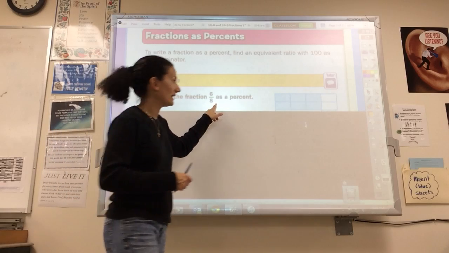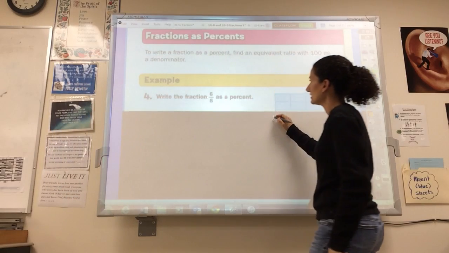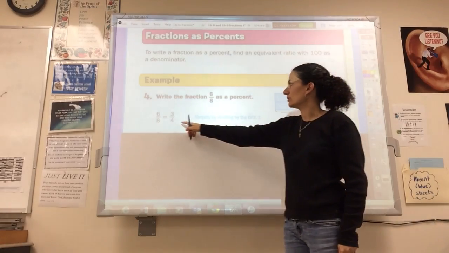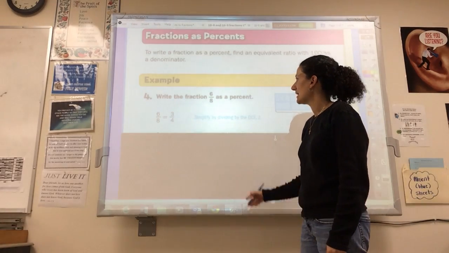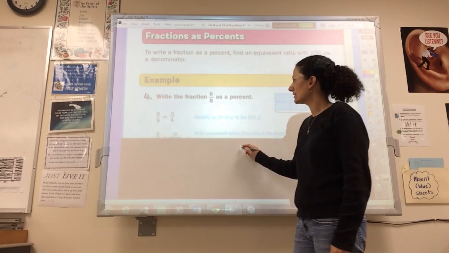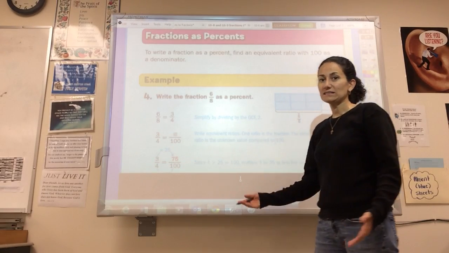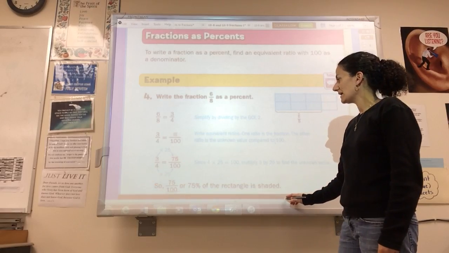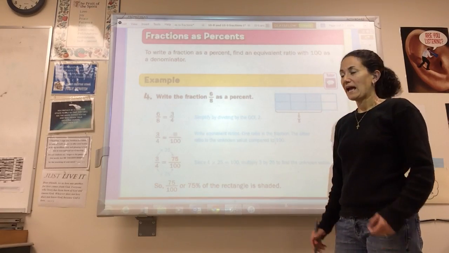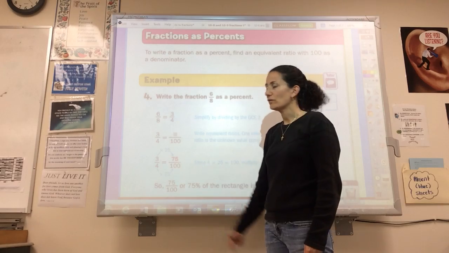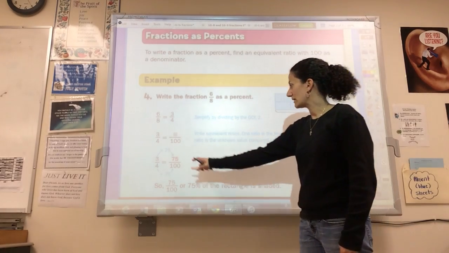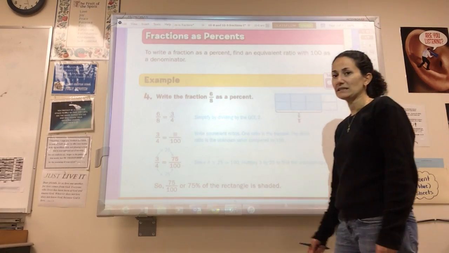And in this case, it can. 6/8 can be written as 3/4 in simplest form. And we know that 3/4 is the same thing as 75/100. And 75/100 is 75%. As soon as you get the fraction out of 100, all you need to do is write the numerator and put the percent sign.